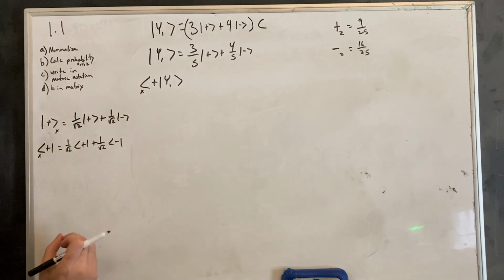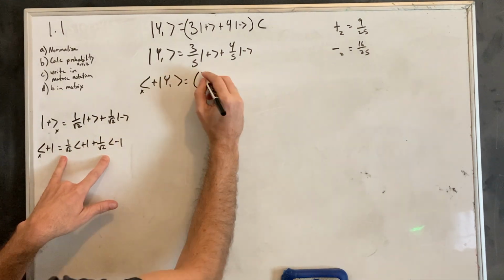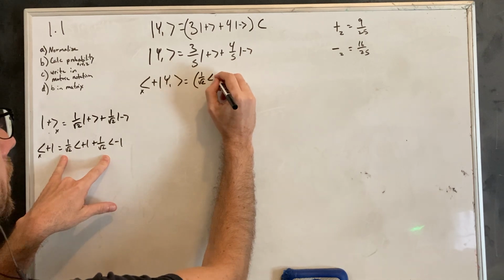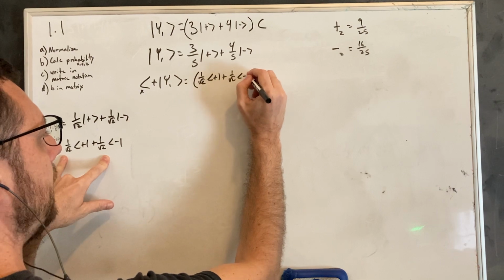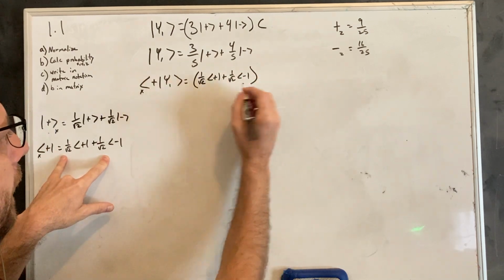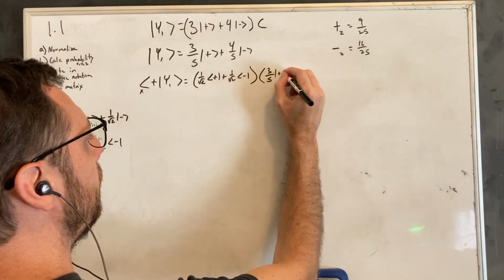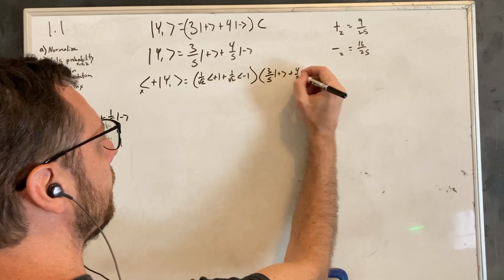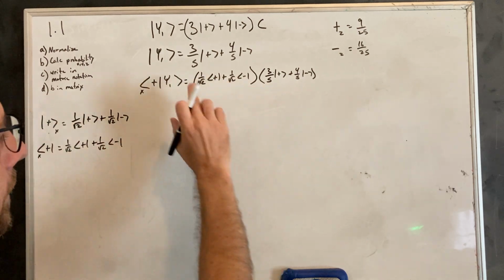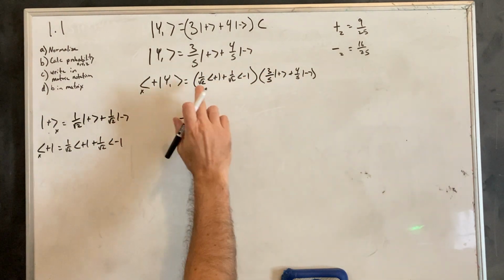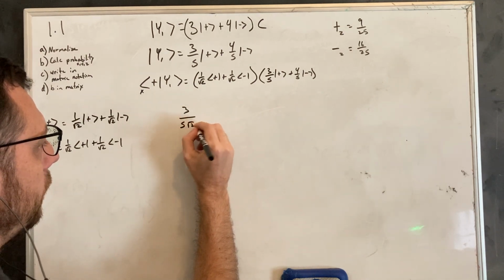So that bra for up in the x direction is just this. So that's going to be equal to, let's write this out here, 1 over root 2 plus 1 over root 2 minus, and then our state here. So 3/5 up plus 4/5 down. Okay, so we have our up and our up, so that's going to be 1 times 3 is 3. Root 2 times 5, so I'll write that 5 root 2.